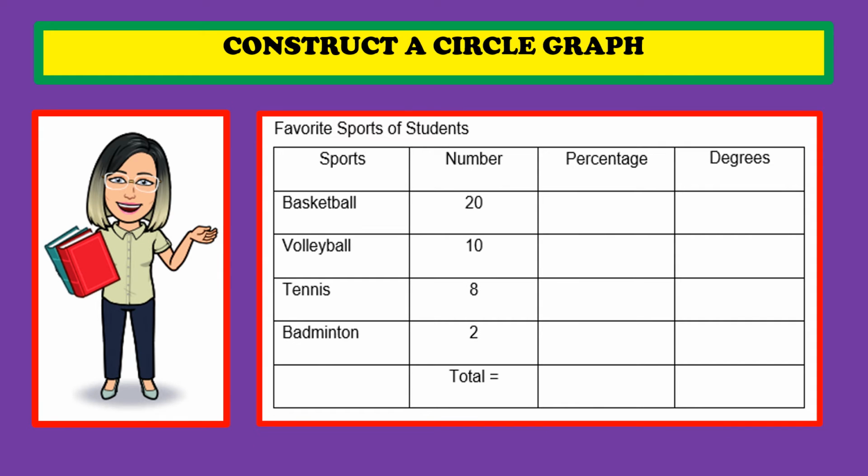Construct a circle graph. We have the favorite sports of students: basketball, volleyball, tennis, and badminton. We need to find the total, the percentage, and the degrees. Then ready your protractor for constructing a circle graph, or a pie chart.